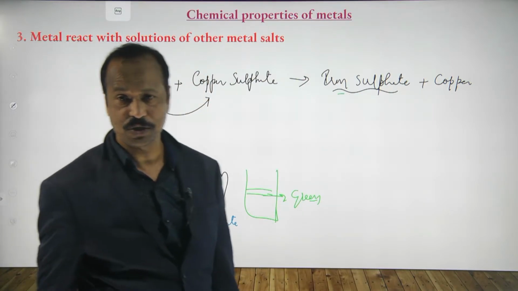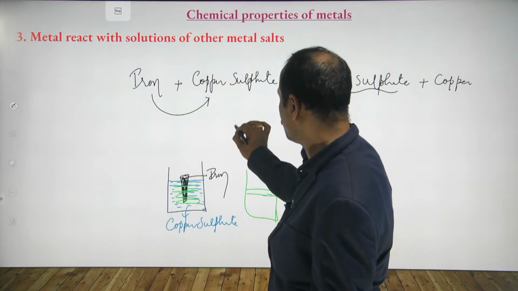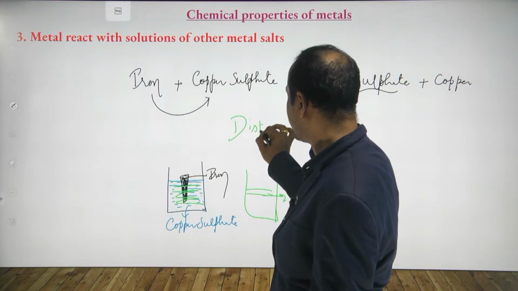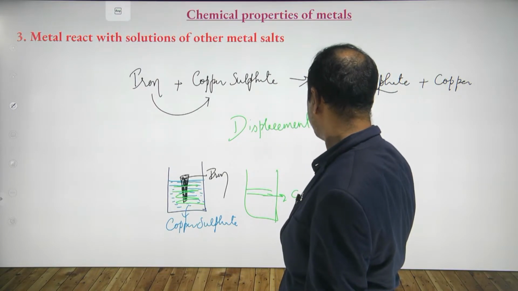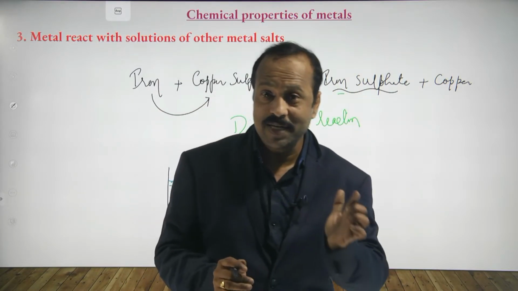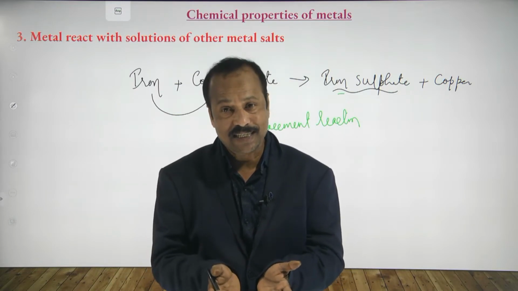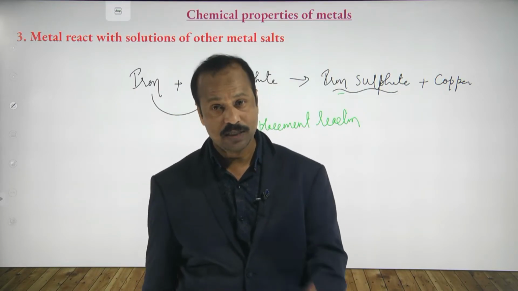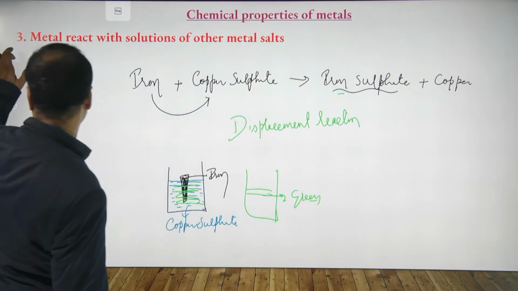Is this clear, students? Any doubt? This reaction is also called a displacement reaction. So what is a displacement reaction? When one element displaces another element from its compound and occupies its place to form a new compound, it is called a displacement reaction.